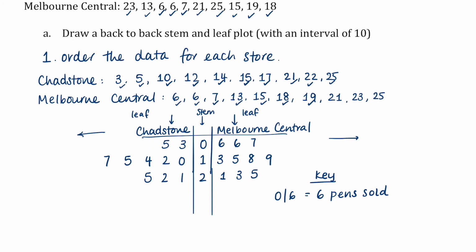Now what we can see here is that Chadstone and Melbourne Central have sold quite a number of pens. If anything, it's kind of looking more like Chadstone actually sell fewer pens than Melbourne Central, and this is just given by the way the data is distributed. Obviously, we would be looking at the mean, median, mode, and range as well to help us make that decision, but that's something we'll be looking at in the future. So that's it for stem and leaf plots.